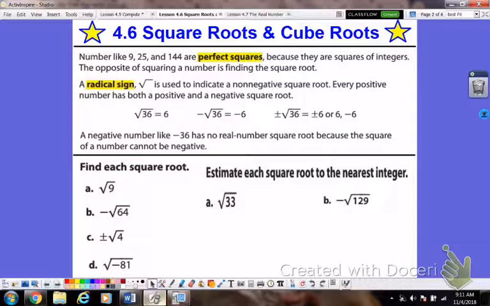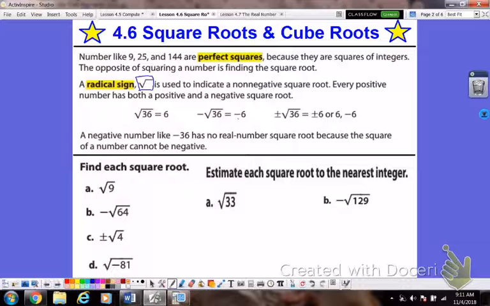The radical sign, right here, another vocab word, is used to indicate a non-negative square root. Every positive number has both a positive and a negative square root. So square root of 36 is 6 because 6 times 6 is 36. Then negative square root of 36 is negative 6. And plus or minus square root of 36 would be plus or minus 6. Or you could write it out as a 6 and a negative 6.